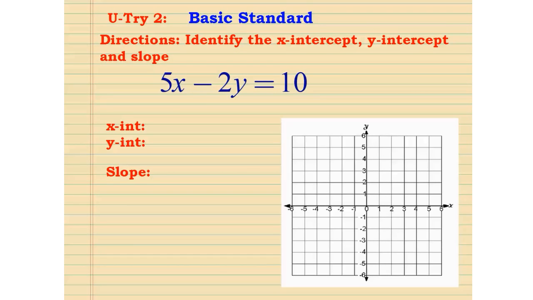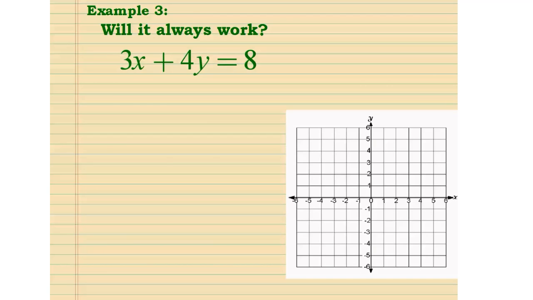Here is your next U-try. Identify the x-intercept, the y-intercept, graph the line, and then find the slope. Somebody will ask, does this work all the time? Why, if this is so easy, don't we use it all the time? Well, let's find out if it works all the time.